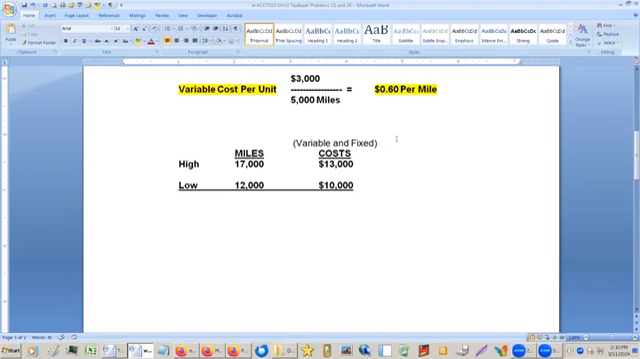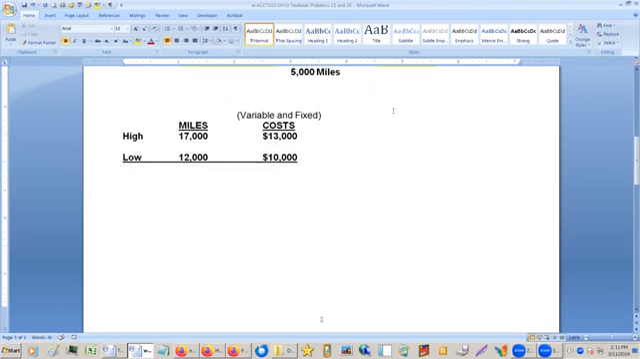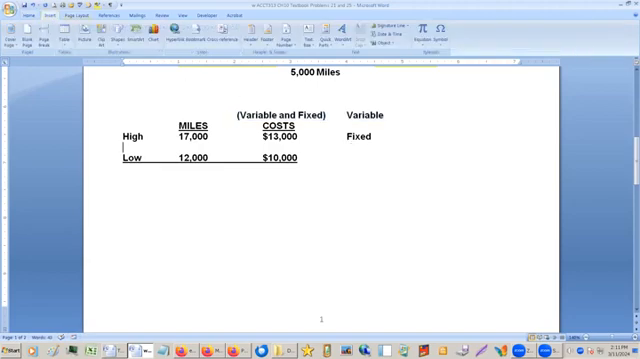So I'm going to put, I don't have a good way to do this. I'm going to move everything over. I need more room here. Okay. Plenty of room now. Okay, so this 13,000, some of this is variable, some of it's fixed. So we're going to split this up between those two.